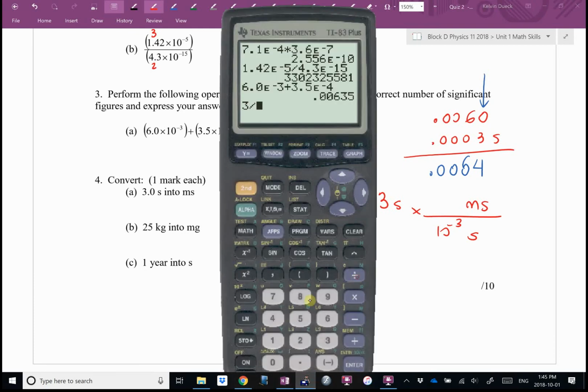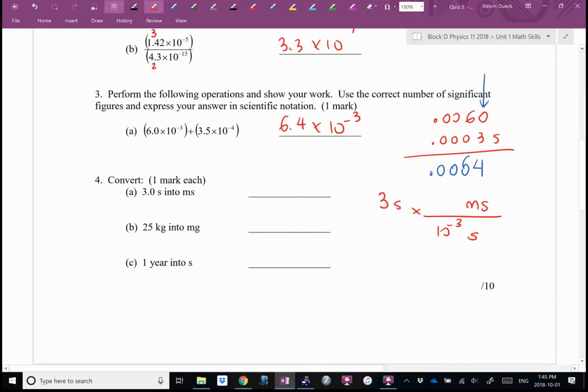So it's going to be 3 divided by 10 to the negative 3. Do you get 3,000? Did I say you had to write in scientific notation?